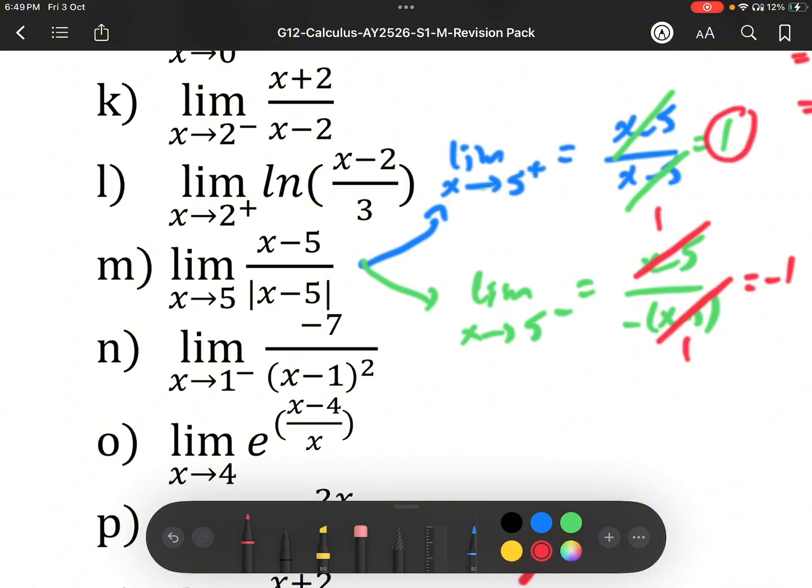From the right is different from the left. So when the limit from the right doesn't equal the limit from the left, it means the limit as x approaches 5 does not exist.